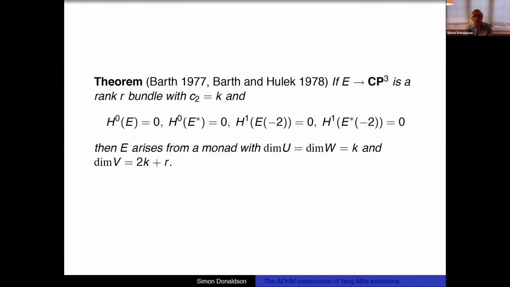then such a bundle arises from a monad of the kind we were describing, where the dimensions of U and V and W are given by the Chern class and the rank of the bundle E.